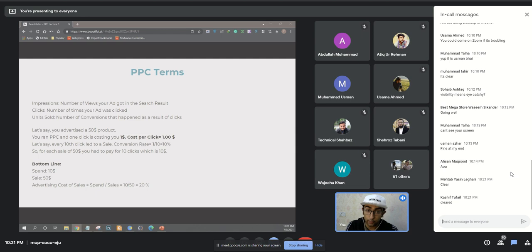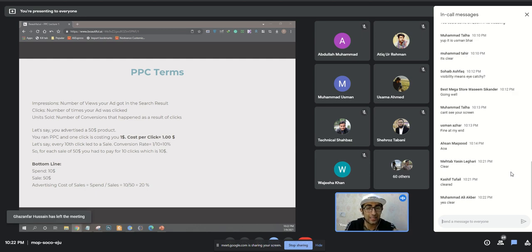So the number of views you got in the search result, those are impressions. The number of times your ad was clicked is a click, and units sold is the number of conversions that happened as a result of those clicks. So if I got 10,000 impressions, I got 100 clicks, and then I was able to get 10 orders, that's a 10% conversion rate.